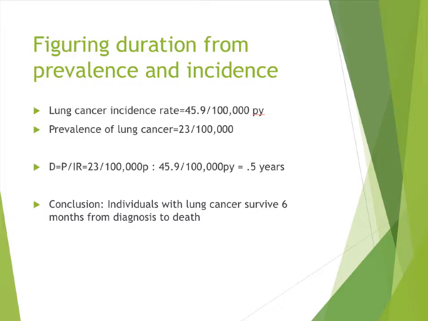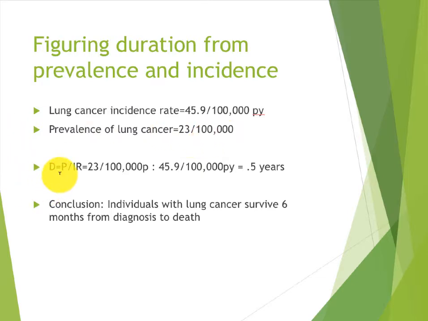Well, based on the P equals IR times D equation, you can divide the prevalence by the incidence rate and then you get the duration, just like in the example shown here. So you have a lung cancer incidence rate of 45.9 per 100,000 person years. Prevalence of lung cancer is equal to 23 per 100,000 person years.